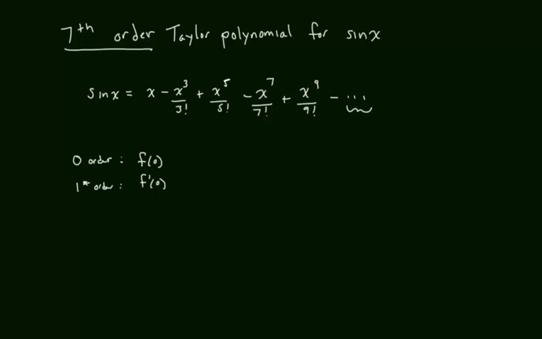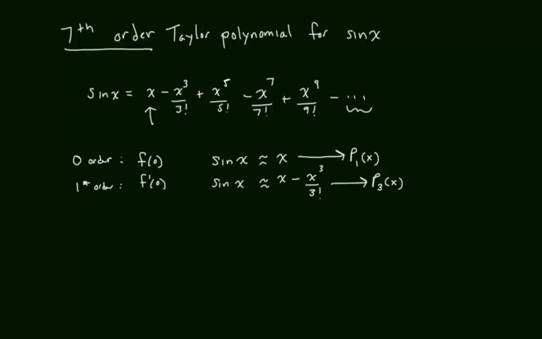So a first order polynomial would be the order 0 term, which is 0, plus the first order term, which is just x. So I can say that the sine of x is approximately x. I can also say that the sine of x is approximately x minus x cubed over 3 factorial. So the first one here is a polynomial of order 1, and this one here is a polynomial of order 3.